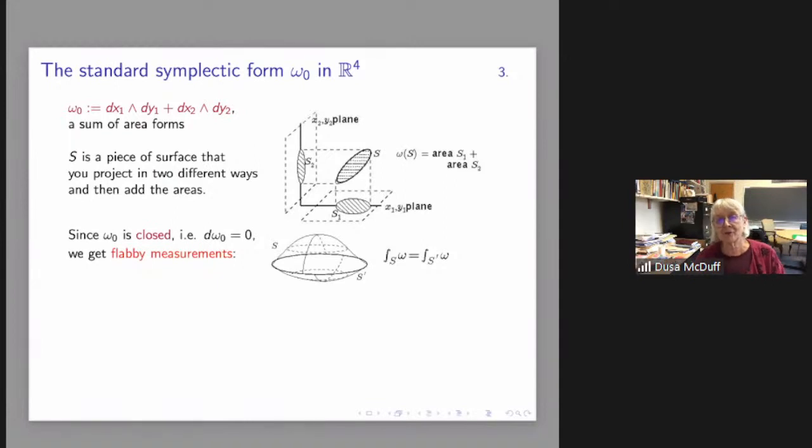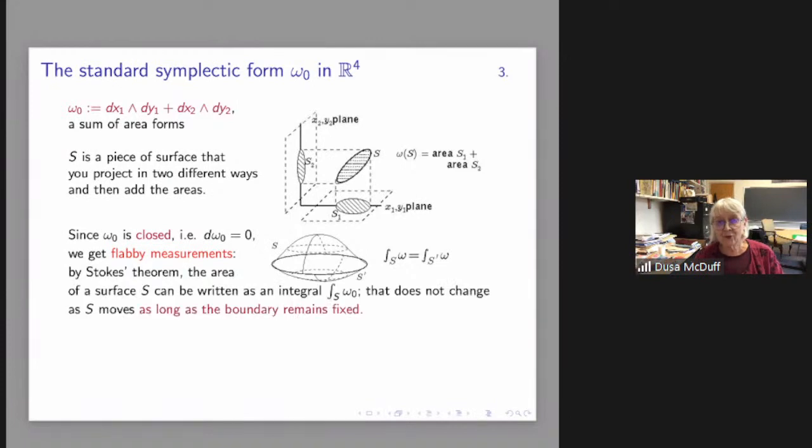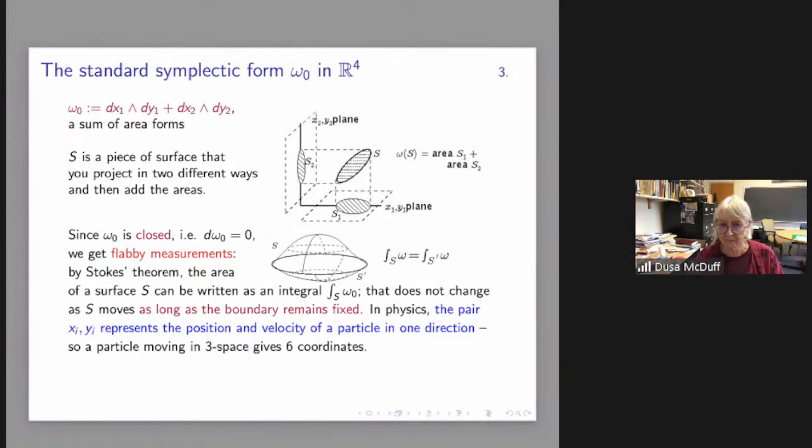And this measurement is a rather flabby measurement because it's a closed form. So if you have a little piece of surface in R4, the measurement actually only depends on the boundary by Stokes's theorem. So if you deform your surface but keep the boundary fixed, you get the same measurement. So it's very different from Euclidean geometry, where if you think of drawing a line between 2 points, the length of that curve definitely depends on that curve, not just the 2 endpoints. So it's a very different kind of geometry.